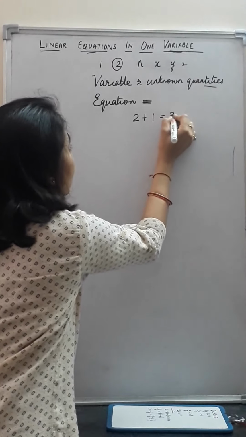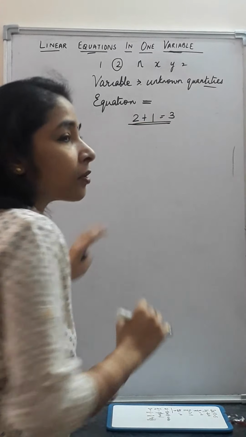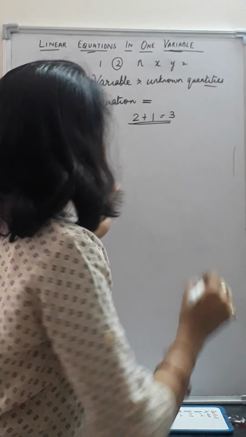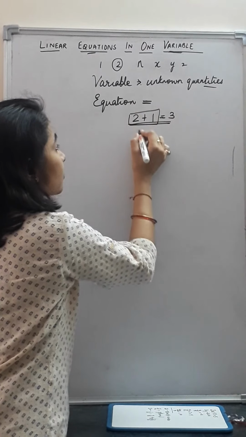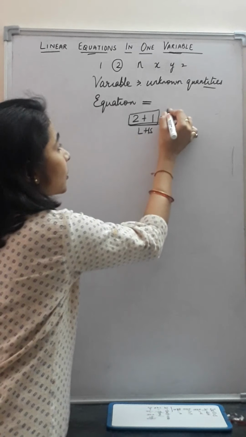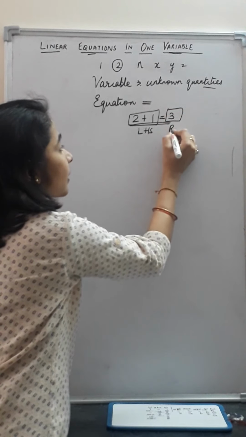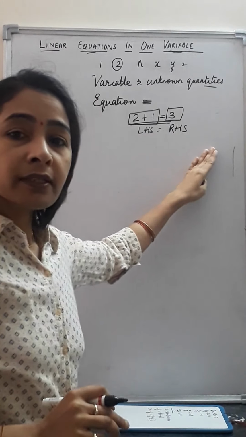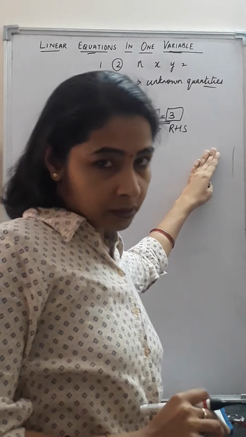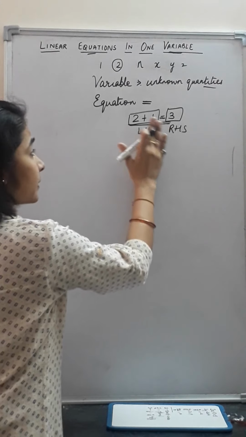Now if I say 2 plus 1 is equal to 3, then it is an equation, because here this is the equal to sign. The term on this side of the equal to sign is LHS. The term on this side of the equation is RHS. LHS is always equal to RHS in an equation. So here LHS equals RHS, this is the equation.